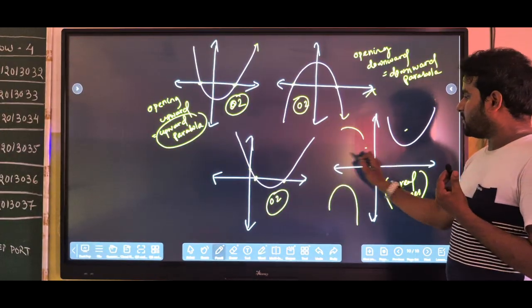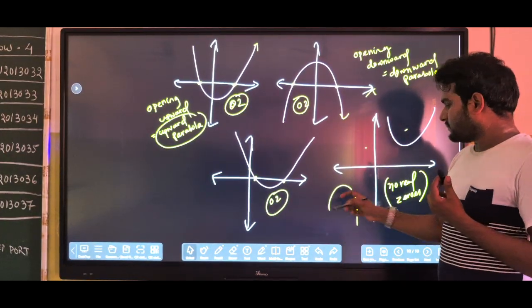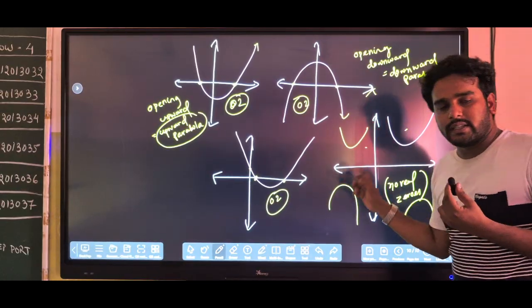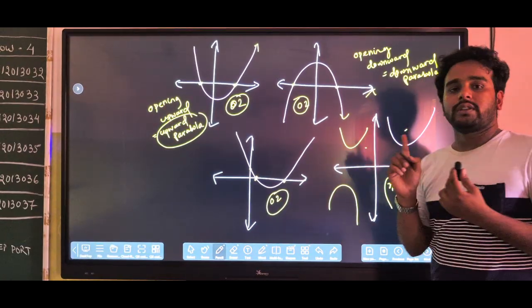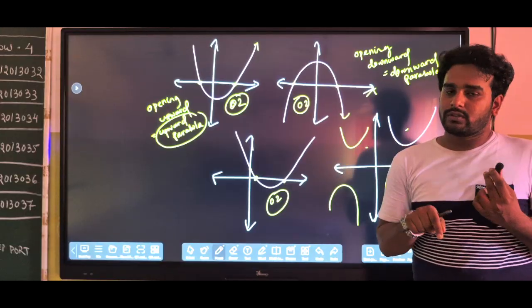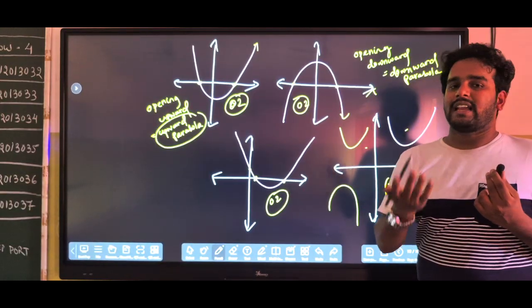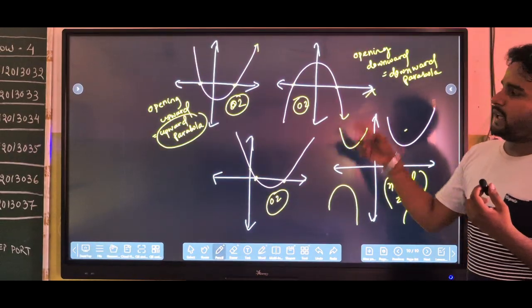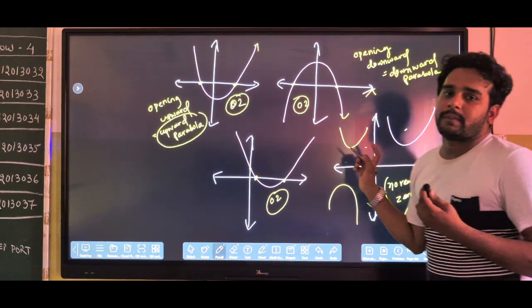Okay. Suppose this type of graph. This type of graph. They are not intersecting the x-axis, means they have no real zeros. But they have 2 zeros, which are not real. But class 10 में नहीं है. So go for only the real part. Clear? So these are the different types of behavior of the graph.